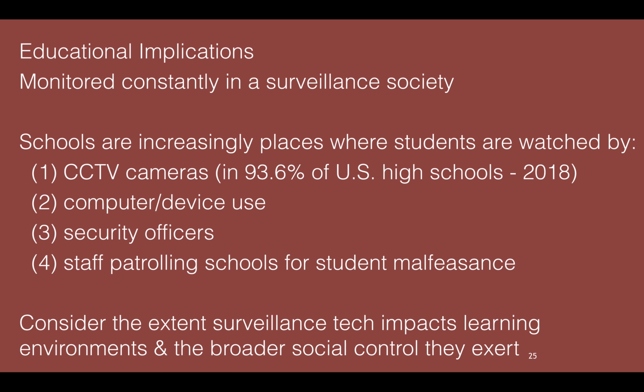Schools, on a similar note, are increasingly places where students are watched by a variety of actors. For one example, CCTV cameras: as of 2018, 93.6% of U.S. high schools have them, which is an astounding number. You can be tracked, obviously, through your computer or device use. There are security officers in halls and at doorways that watch the students, and then rank and file staff and teachers who patrol schools looking for student malfeasance and trying to quell it.